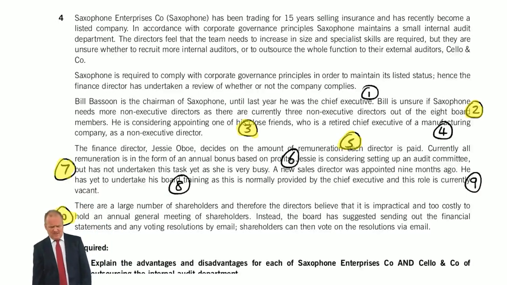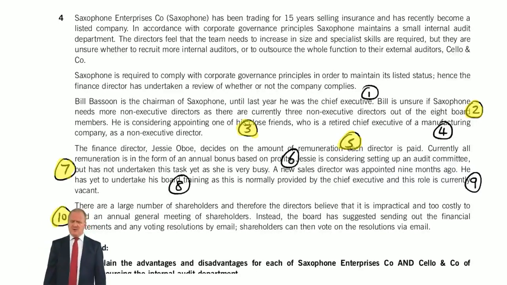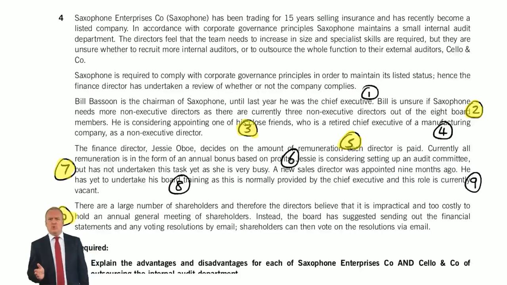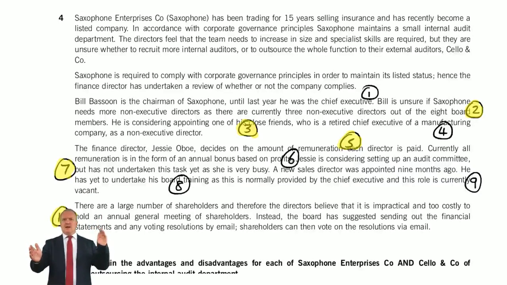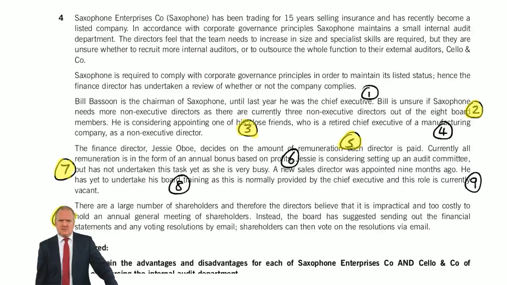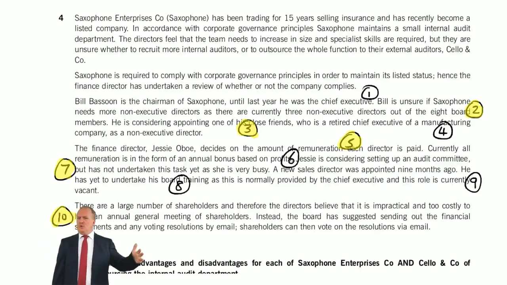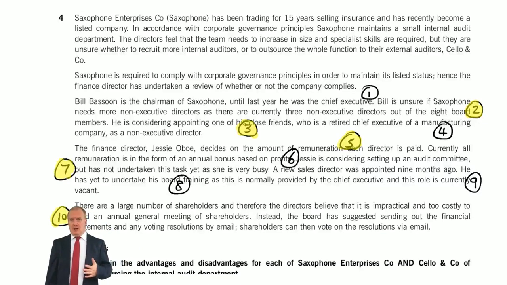Number 4, the chairman is considering appointing one of his close friends, we've dealt with that, who is a retired chief executive of a manufacturing company. Now I'm a bit 50-50 as to whether this is a deficiency or not. I think boards need a bit of variety on them, and I know this company, it says at the top, is an insurance company, and insurance and manufacturing are 2 very different things, fine. But you don't need every member of the board to be an insurance expert. Bringing in some thoughts from another industry might actually be quite helpful.